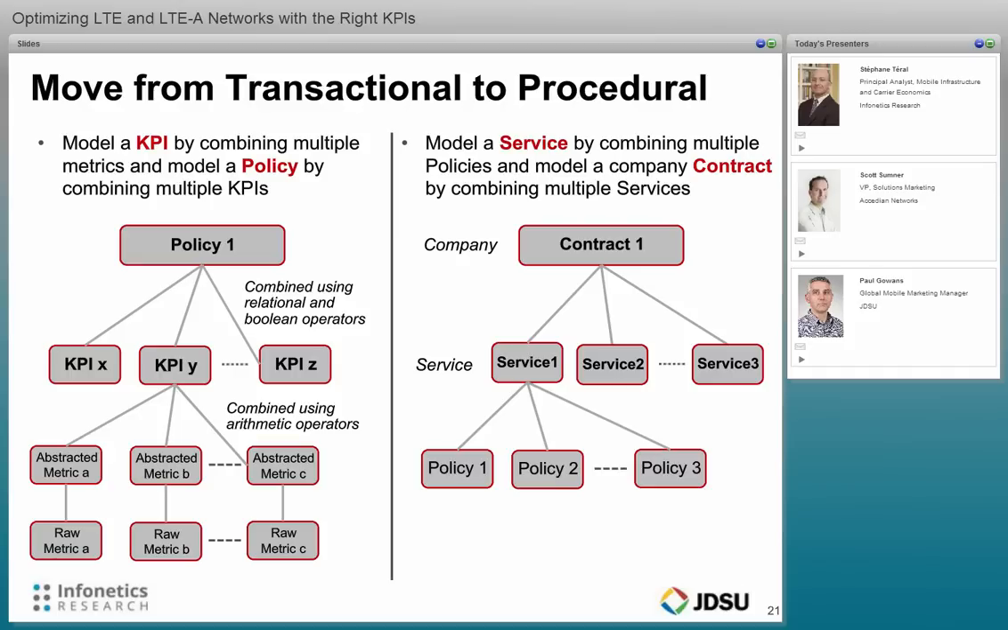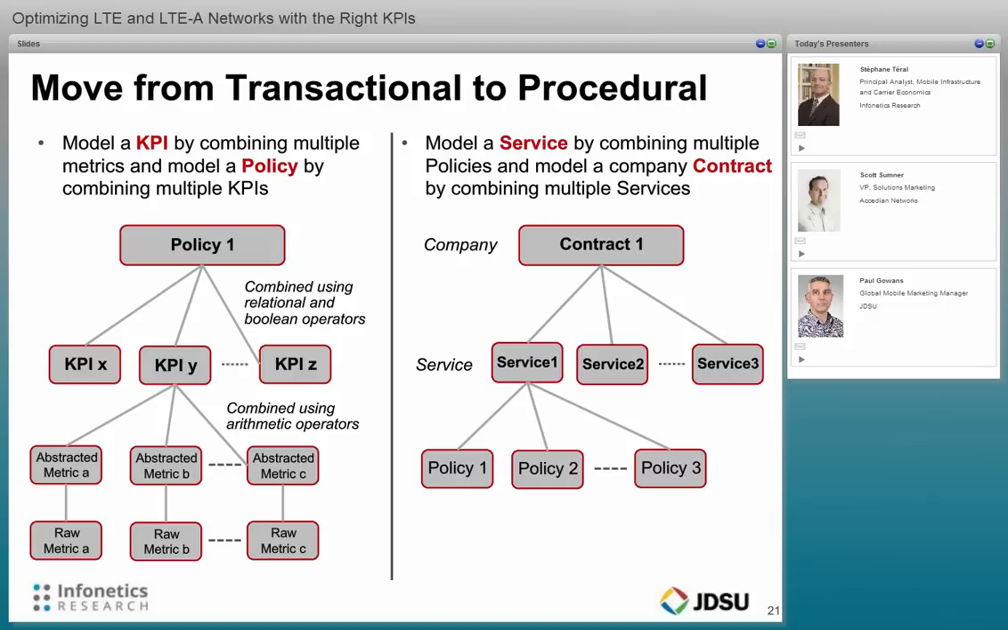Yeah, thanks very much. One of the key messages, in terms of KPI generation and delivery, is about moving from what I would call transactional to procedural KPIs.